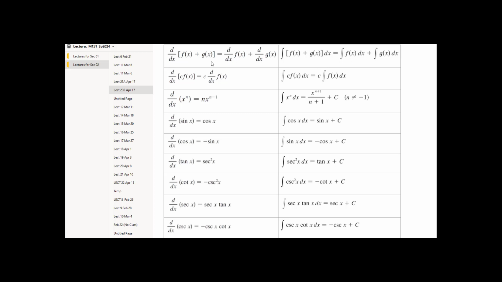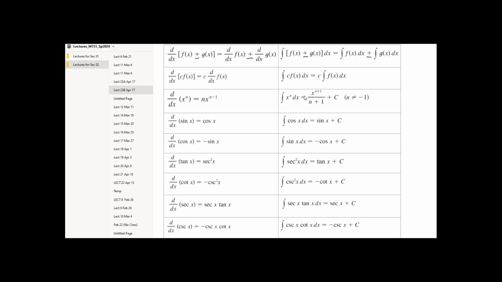Okay. Likewise, if you put a minus sign here, we know this is also correct. So in the integration formula, we also have a similar formula if you put a minus sign. And then there's also a derivative formula that says if you have a constant, you can take it outside like this. So again, if you look at the indefinite integrals, you have a similar formula.